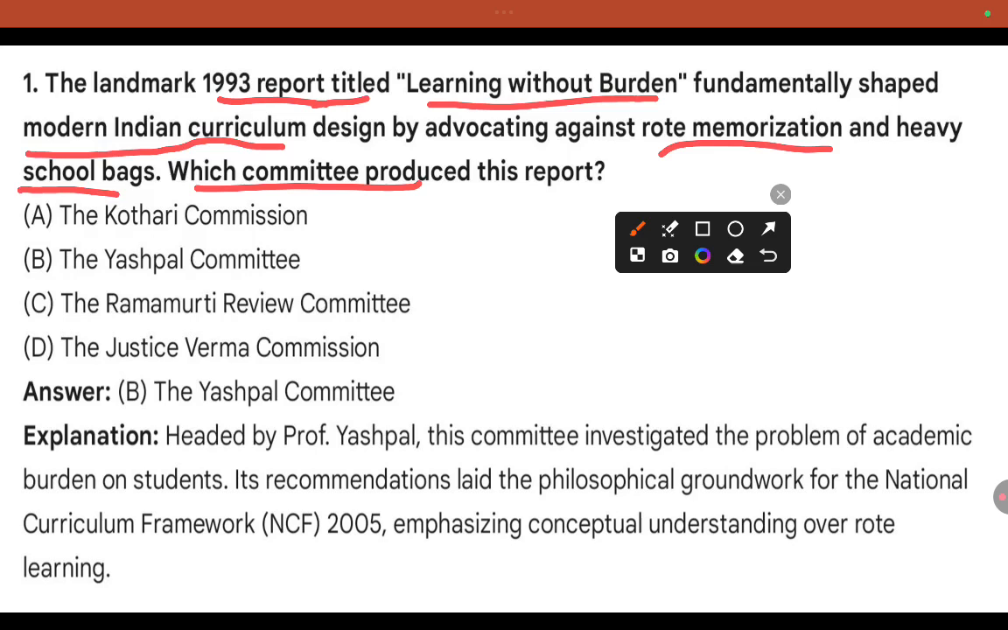Kothari Commission, Ashpal Committee, Ramamurthy Review Committee, and Justice Verma Commission. So here is the answer.